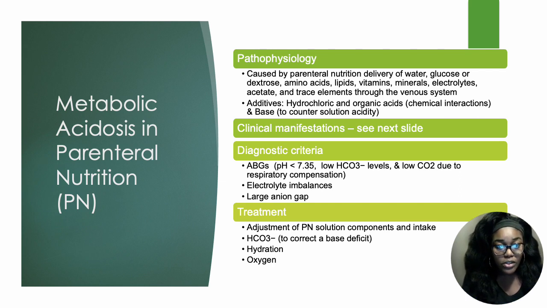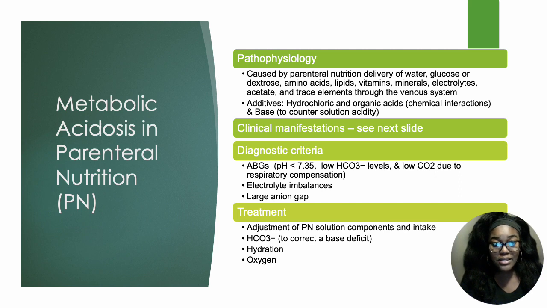This is where it streams from. And you can even get it from having additives like hydrochloric and organic acids or bases that are added to your parenteral nutrition supplement. So your diagnostics include ABGs. It's an acidotic state, so normally your pH levels are low, less than 7.35. And then you also have low bicarbonate ions. And again, bicarbonate is a basic compound. It's considered basic. So if you have low levels of a basic compound, then you'll see this acidotic state here.